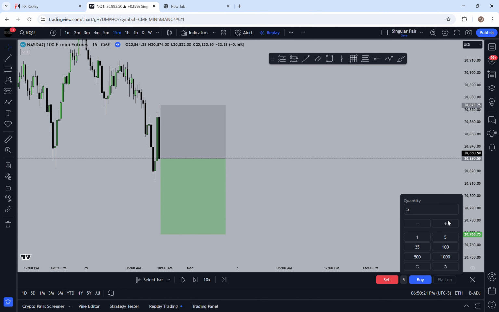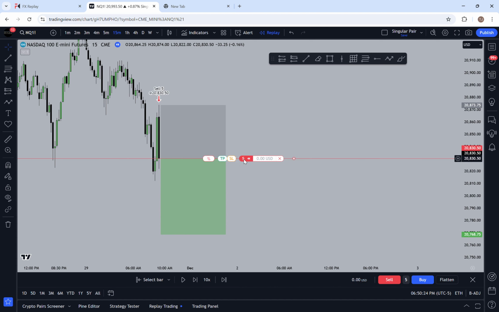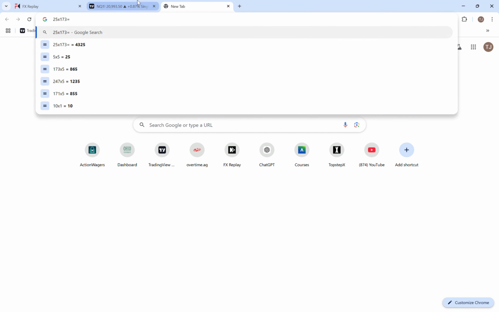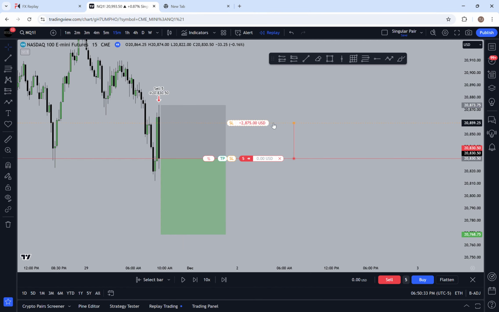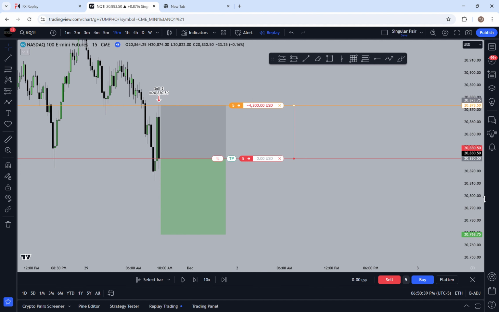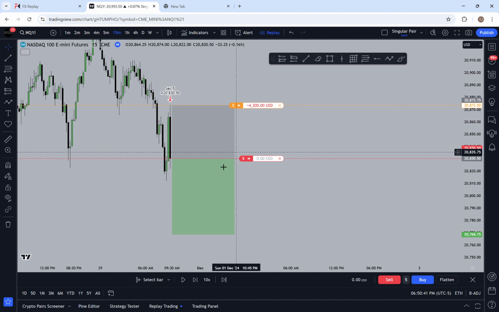Alright, so let's test this out. Sell. If I drag this stop loss up to here, it should equal roughly $4,325, no question. Okay, 4,300, that's spot on. I might be a point or a tick off, but there you go.